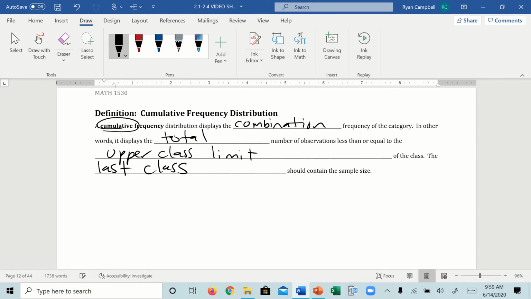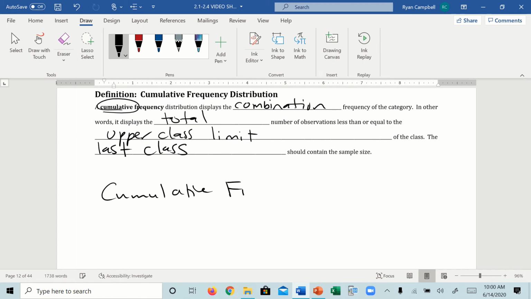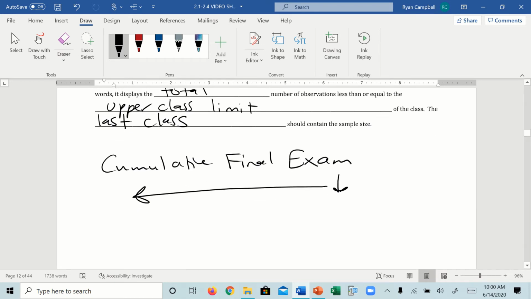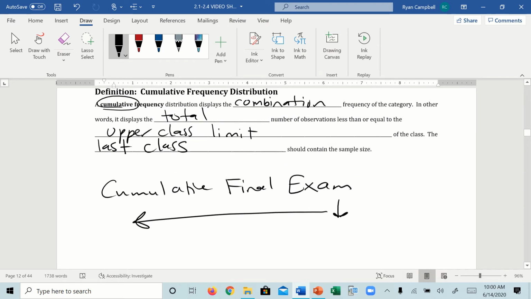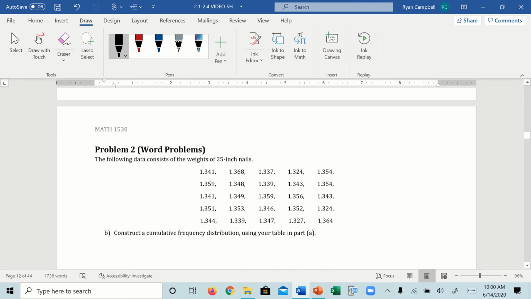So let's think about this word, cumulative. What does cumulative mean? For instance, at the end of the semester, if we had a cumulative final exam, what would that mean? It means that the day of the exam and everything before it is going to be included. All of the things are going to be included from that day to the first day of class. Well, that's kind of the same thing here. Cumulative means the same thing. Whenever we stop, we want that number and everything before it. So let's look at some examples.